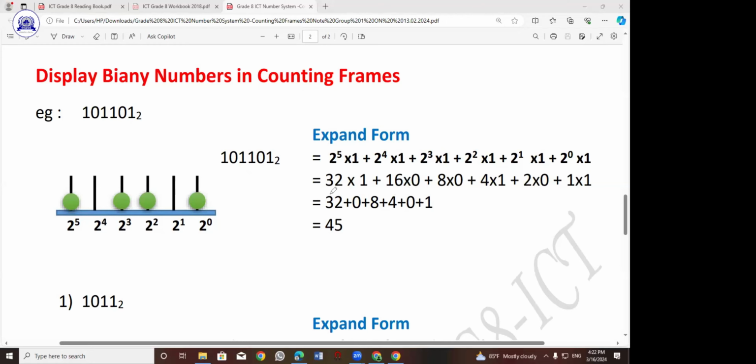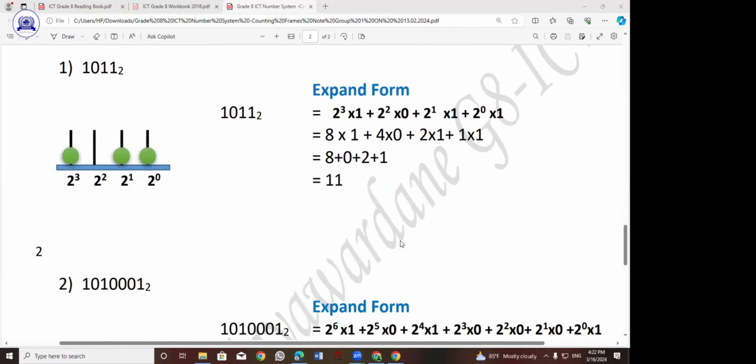And the next one here, what? 2 to the power 3 into 1, and 2 to the power 2 into 1, and 2 to the power 1 into 1, for 0 here, 2 to the power 1. So likewise, we can expand the value. Okay, right? So to take this example, expanding this number, you are getting the value of 11. So when you expand this one, you can see the value we are representing here is 11.